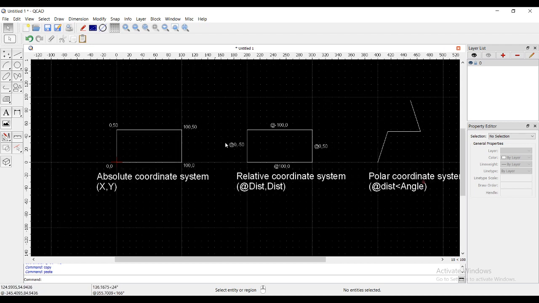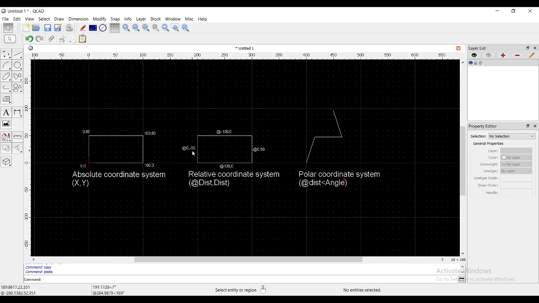The absolute coordinate system is very simple. You need to have coordinates of x and y, so you can keep on adding x and y. Relative will be with respect to the previous point, so the syntax for that will be at sign distance comma distance. And polar will be with respect to angle, so you can use at sign distance and angle in the polar coordinate system. So this depends on the user and whatever given data you have, how you want to approach your drawing.